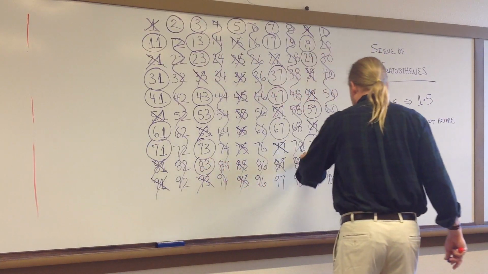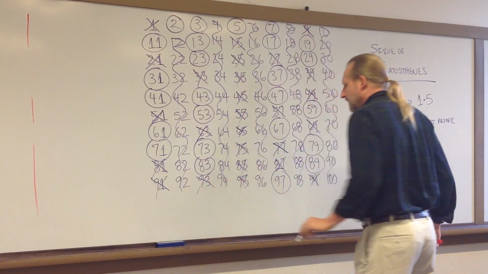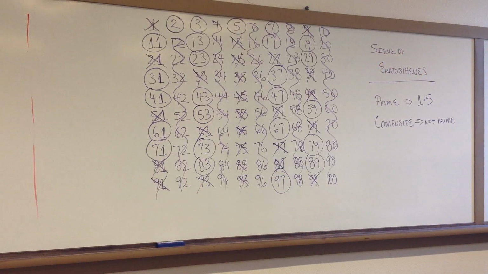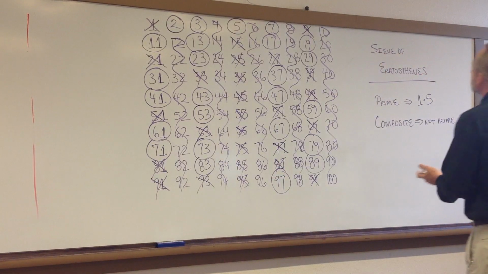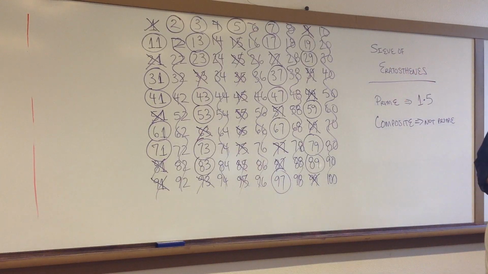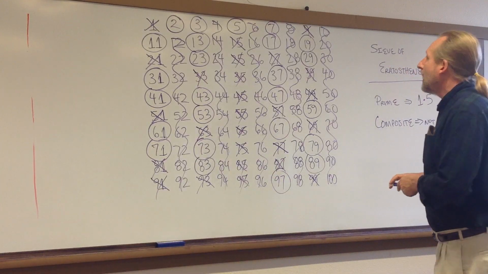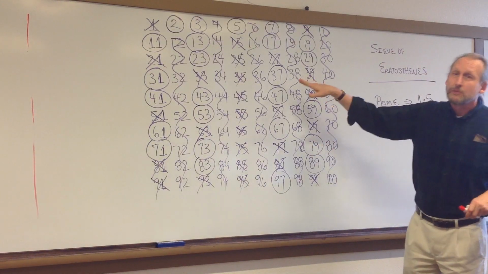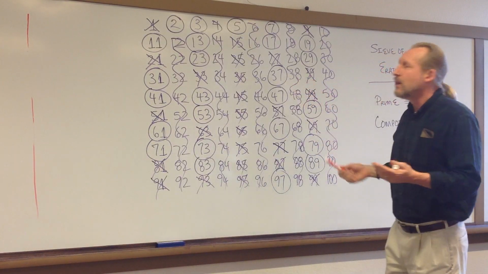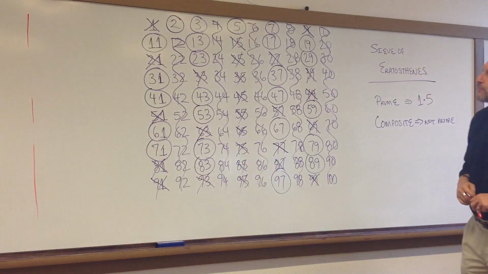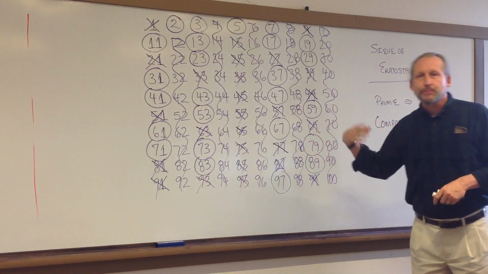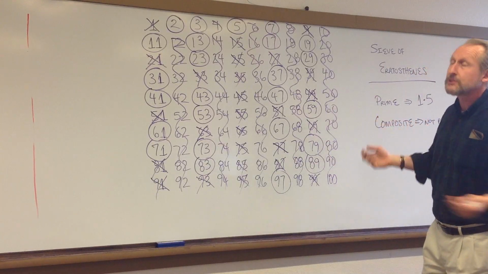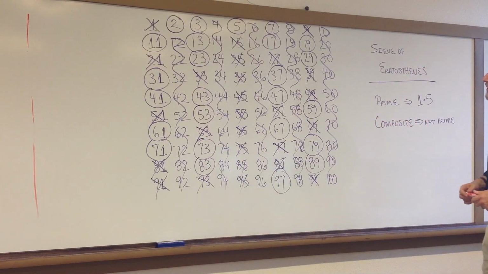Let's see, where are we? 83, 89, 97. Okay, so there's all the prime numbers, and that process is called the sieve of Eratosthenes. And the whole idea behind using primes in computer security is that this is really the only way to find prime numbers. There are no good formulas for finding prime numbers. And so using this process for really large prime numbers is very time-consuming and really hard to do. And so that's the whole idea behind what they call digital cryptography.